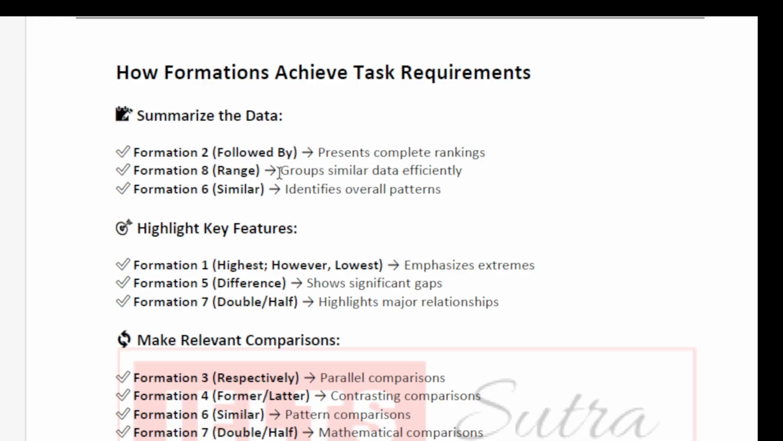So for comparison, we are using respectively, formation number 3, formation number 4, formal and latter, formation number 6, which is similar, and formation number 7, the double and half. So each and every formation that we are using is helping you to fulfill a requirement that is set by the examiner. Each formation serves multiple purposes. Master all of them and you will be able to tackle any kind of graph that is there.